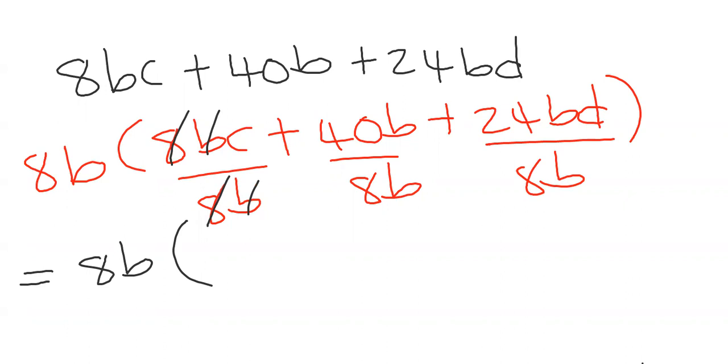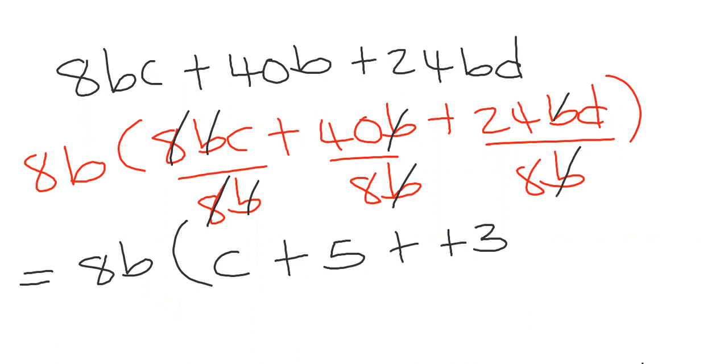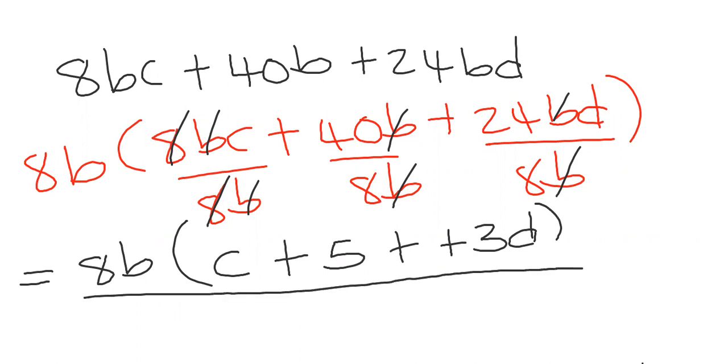So here we are left with a C. Then we have 40 divided by 8, which gives us a 5. The B cancels the B. Then we have 24 divided by 8, which gives us a 3. Then the B cancels the B, and we are left with a D. So that's what we get as the final answer.